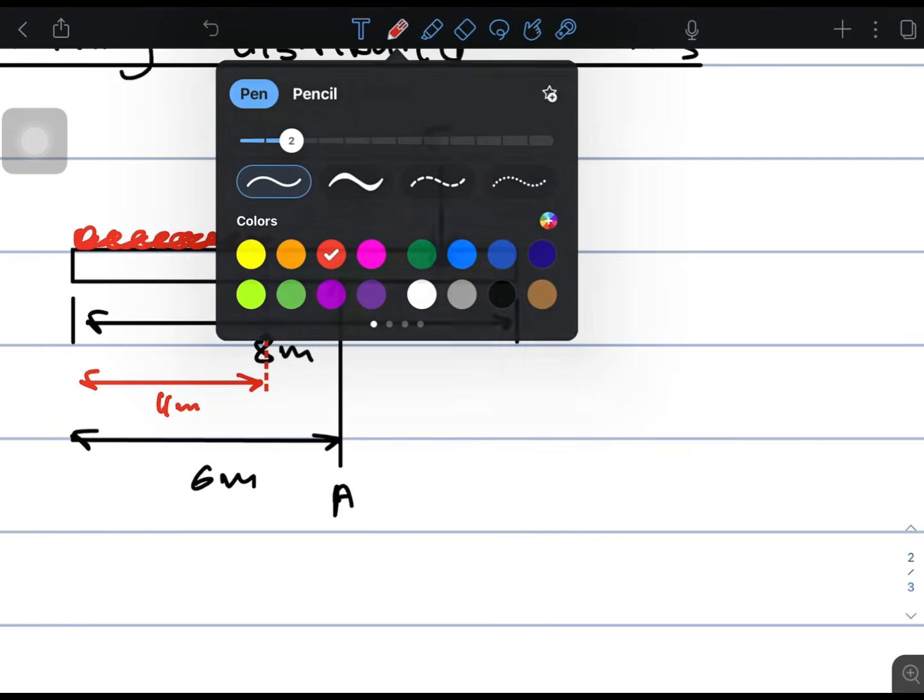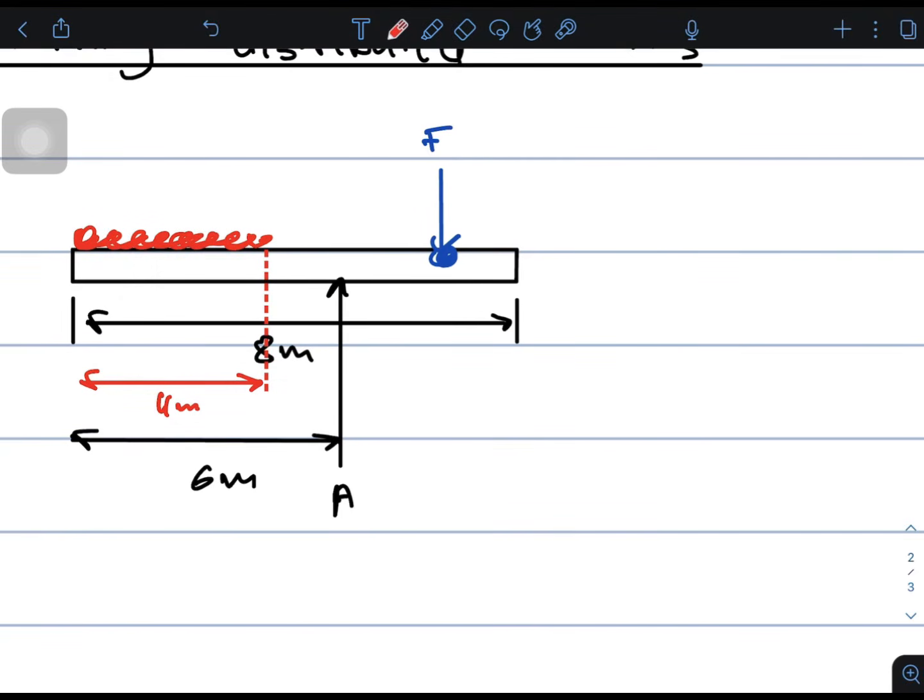What do I mean? Let's say I want to represent this uniformly distributed load. I can use a single force in the middle, let's say F1. This is the uniformly distributed load. What do I mean by the middle? Since this force is acting for 4 meters, the concentrated load of the uniformly distributed load I place at the center.